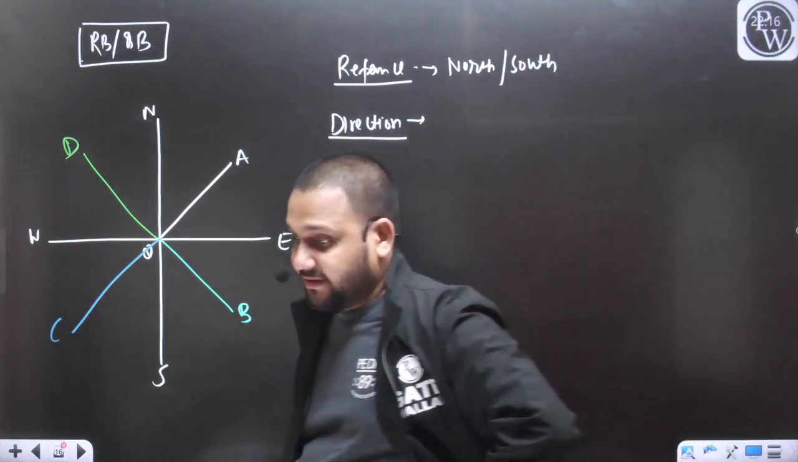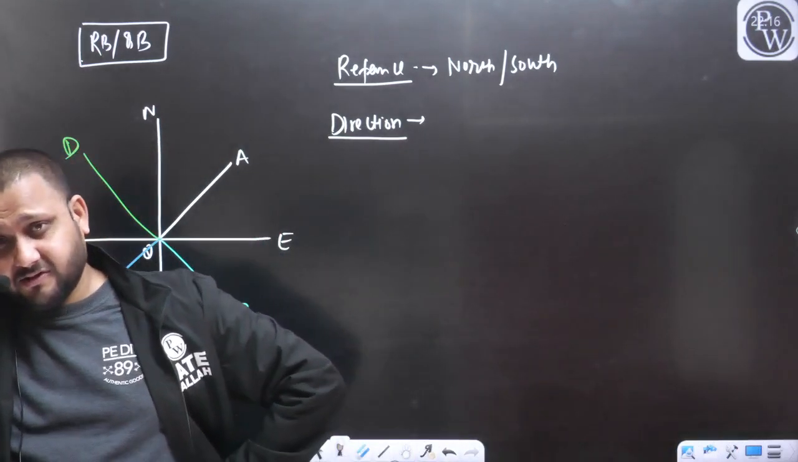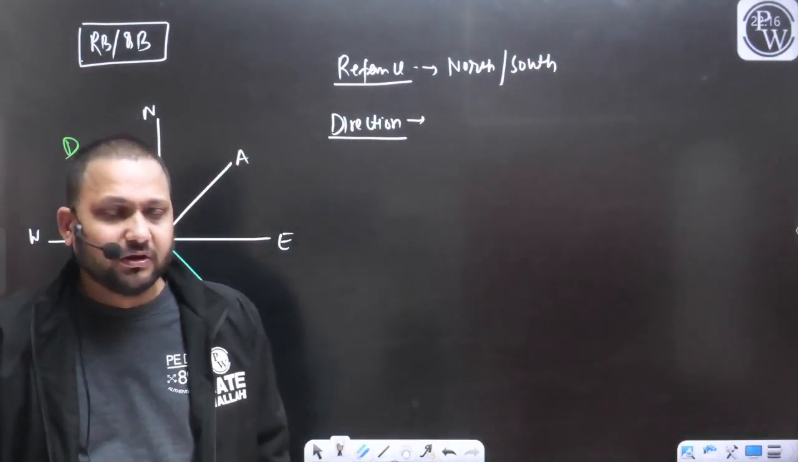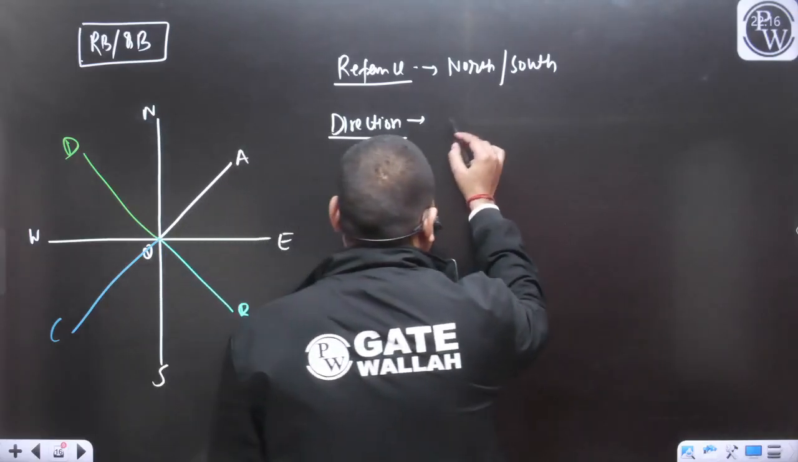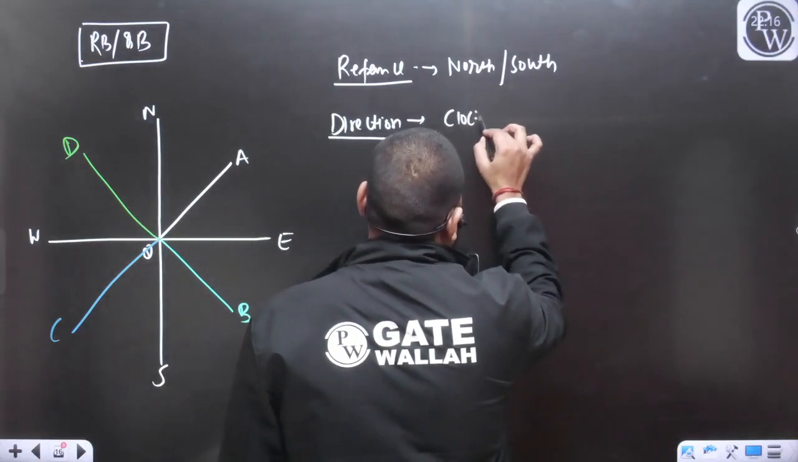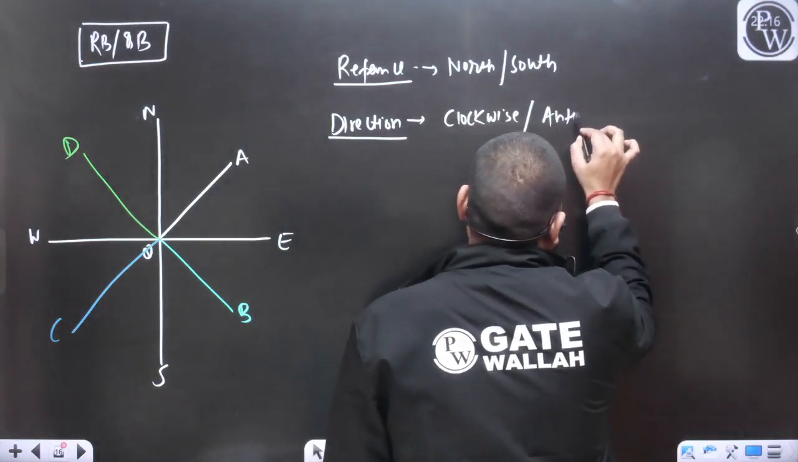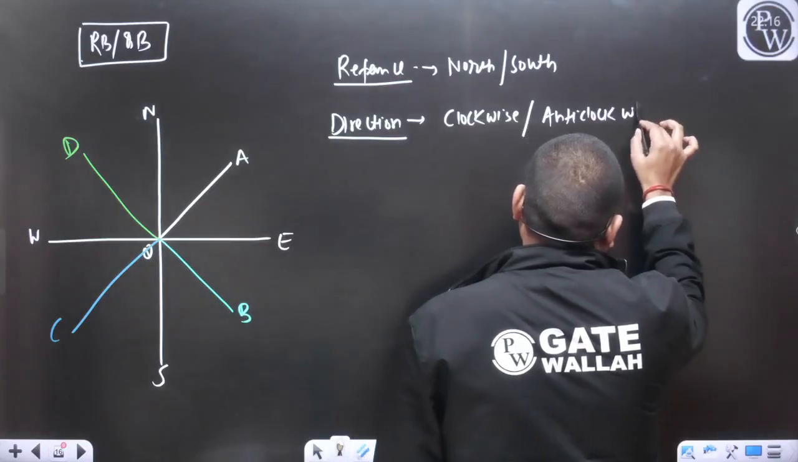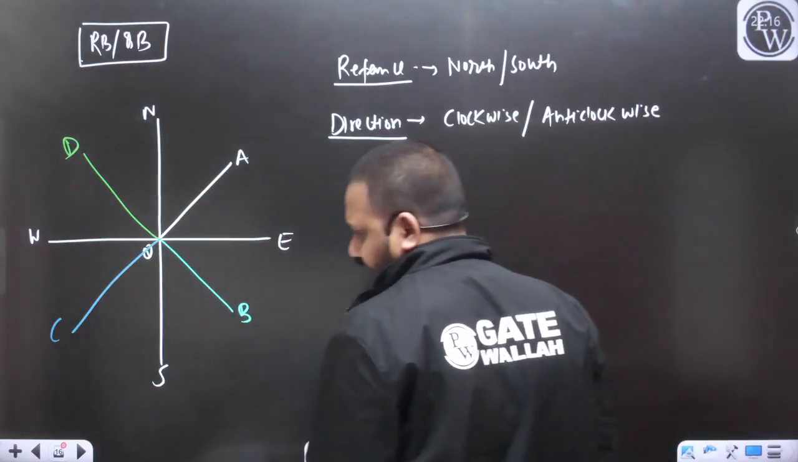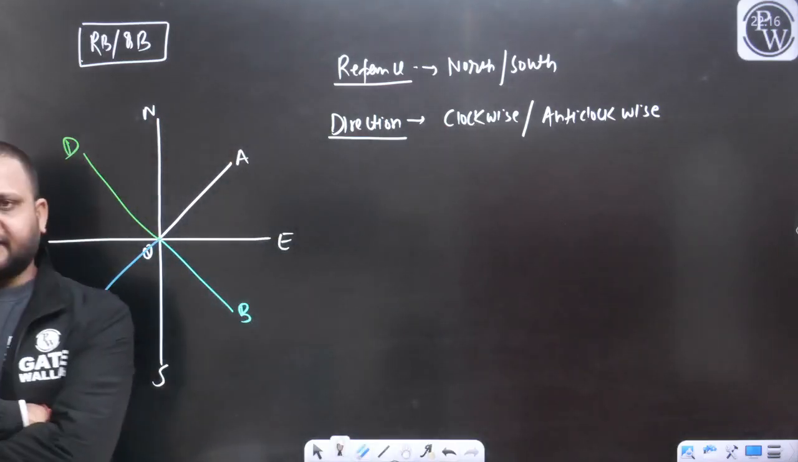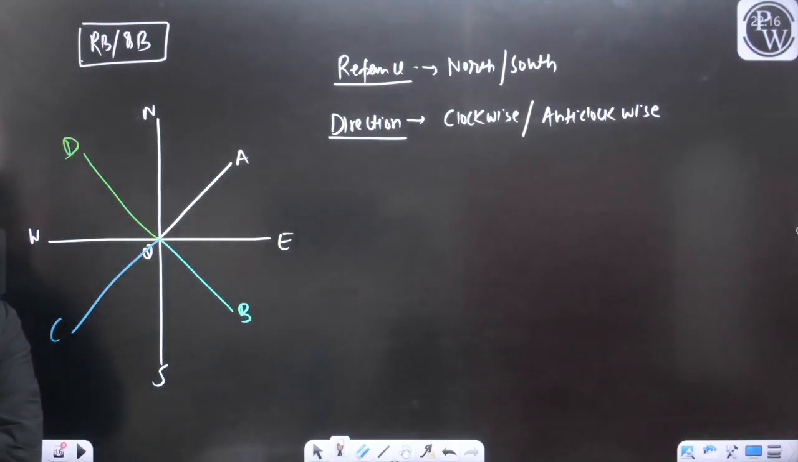So can I say, if there are two references, we can measure the angle from the north, we can measure the angle from the south. So can we say the direction may be clockwise, or the direction may be anti-clockwise? Yes or no? Again there will be the confusion.